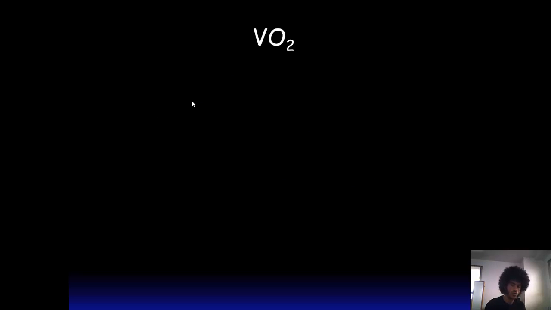VO2. So for this one, this is vanadium. But I don't know what the charge is. As a transition metal, I know I'm going to have to put the charge in a bracket somewhere. I have to work out what that is. I've then got oxygen, but because it becomes an ion, it's going to be oxide. So the big challenge with transition metals is working out what's in here. So let's work it out.